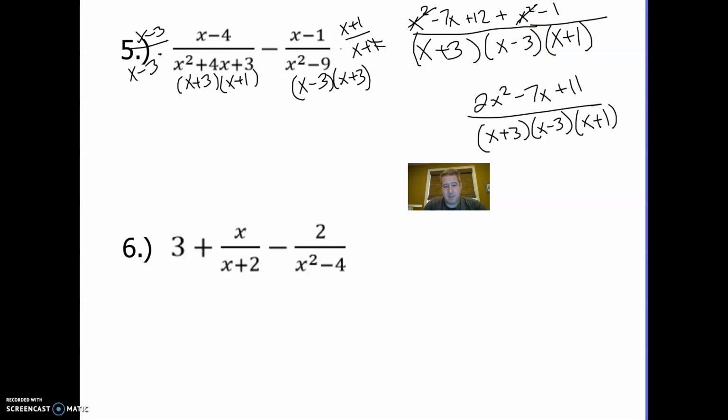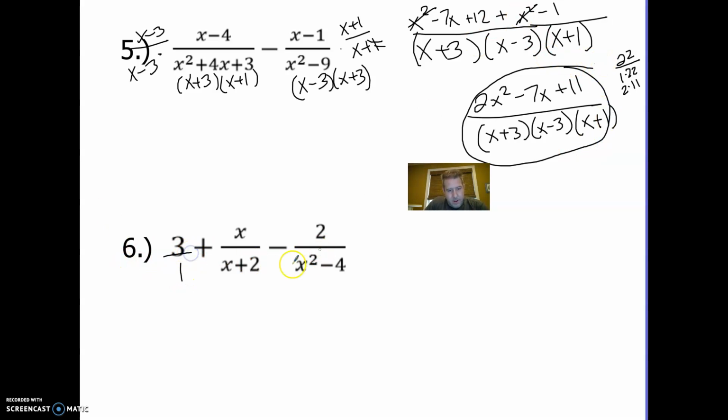Now I look at the top and ask myself, can this still be factored? 2 times 11 is 22. The factors of 22 would be 1 and 22, 2 and 11. Not 3, not 4, not 5, not 6, not 7, and it looks like we're done. So do any of these factors add up to negative 7? No, they do not. So it looks like this is our solution.